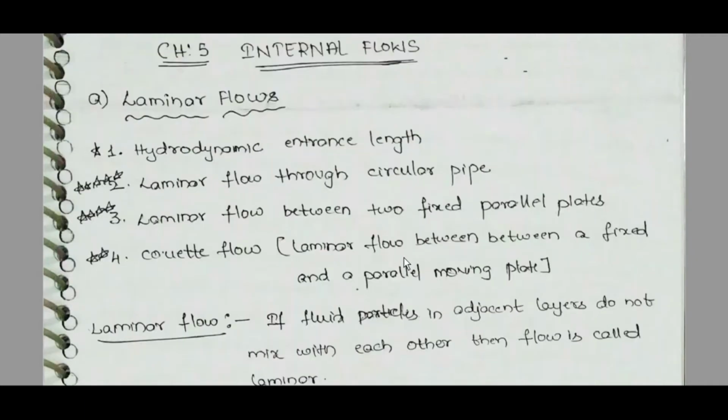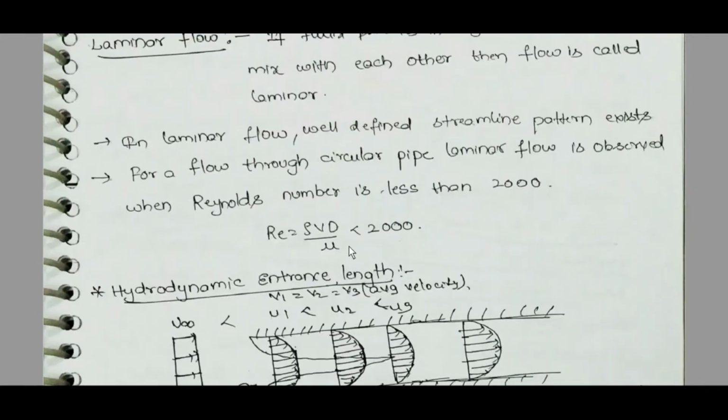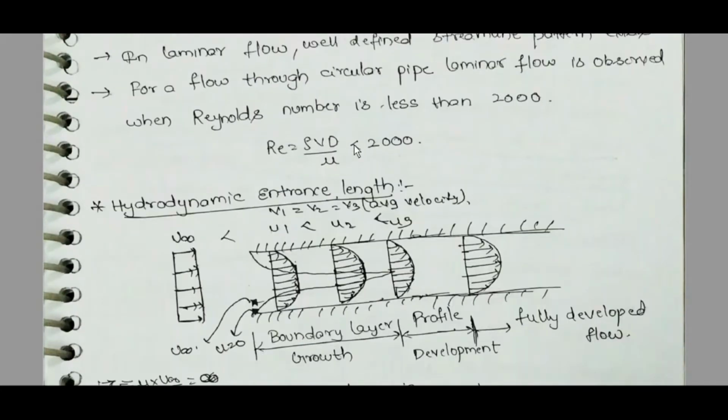Laminar flow: if the fluid particles in adjacent layers do not mix with each other, then the flow is laminar. In laminar flow, a well-defined streamline pattern exists. For flow through a circular pipe, laminar flow is observed when the Reynolds number is less than 2000. Re = rho V d by mu, less than 2000.